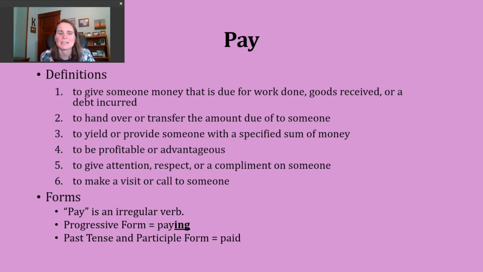Now, a fourth and slightly different way to use the verb pay can mean to be profitable or advantageous. Perhaps you've heard someone say something like, crime doesn't pay, right? Or cheating doesn't pay. What it's saying is it's not advantageous. It's not good in the long run.